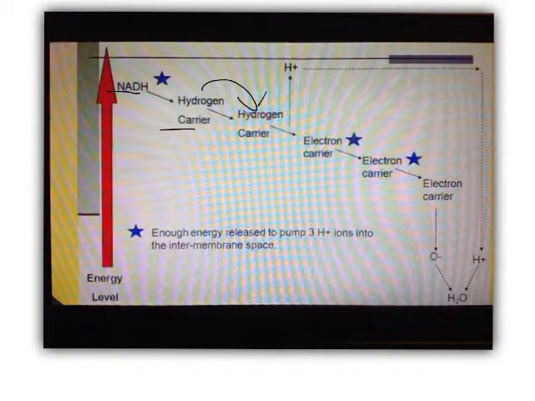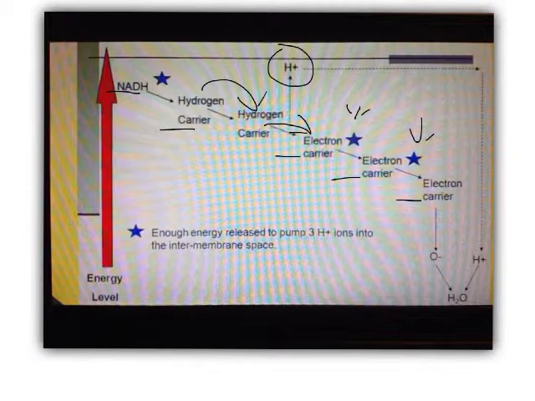The hydrogen is split. So you've got your hydrogen ion here, your proton effectively, because hydrogen, remember, is only made of 1 proton, 1 electron. It's split. So your hydrogen ion goes off, the electron is then passed down here to a lower energy level, and then passed again to a lower energy level, and to another lower energy level. And again, at each of these points here, enough energy is given out to pump 3 hydrogen ions into the intermembrane space, which is what's going on here, and therefore make 1 molecule of ATP.